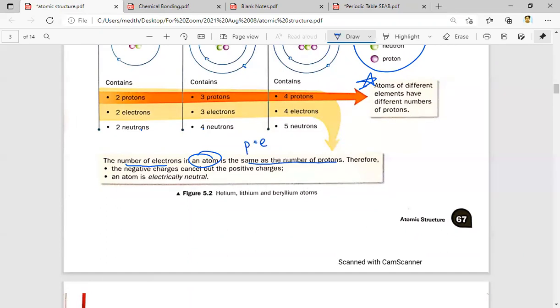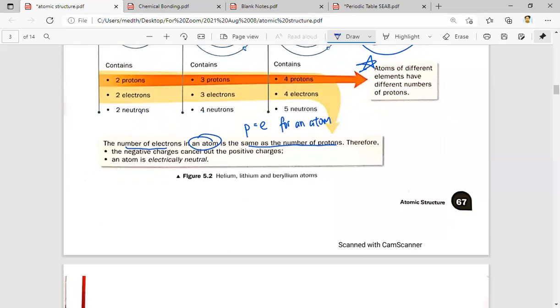So the protons and the electrons are the same for an atom. Okay, why is it so? It's because the negative charge will actually cancel out the positive charges. The negative charge is your electrons, the positive charge is your protons. Once they cancel out, we say that the atom is electrically neutral. This term electrically neutral actually just means that the protons must be equal to the electrons.